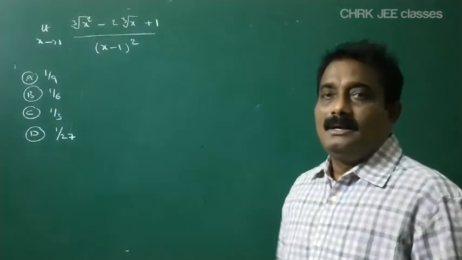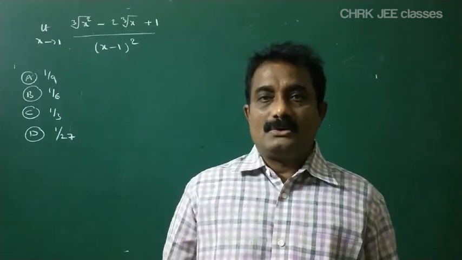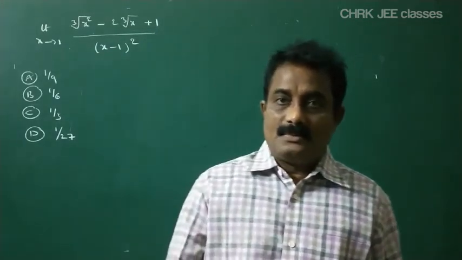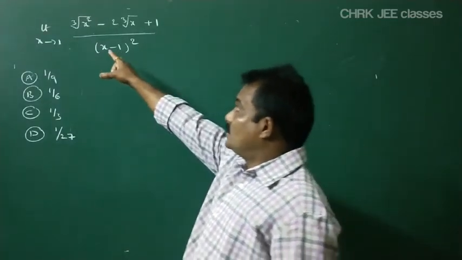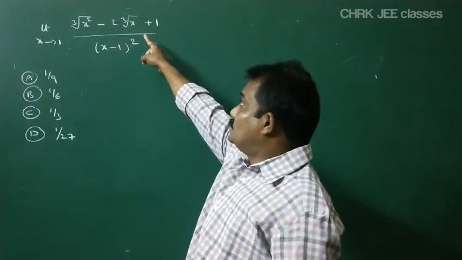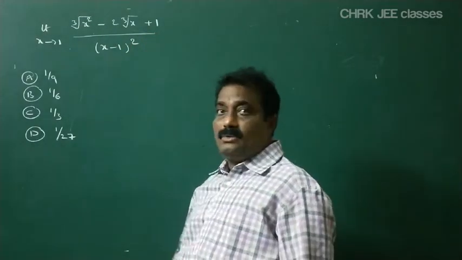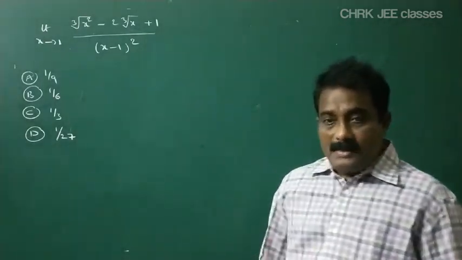Hi guys, today I am explaining about limits which are useful for your upcoming mains exam with examples. The first example is limit x tends to 1, cube root x square minus 2 into cube root x plus 1 by x minus 1 whole square. The options are like this. Now I am explaining this one.